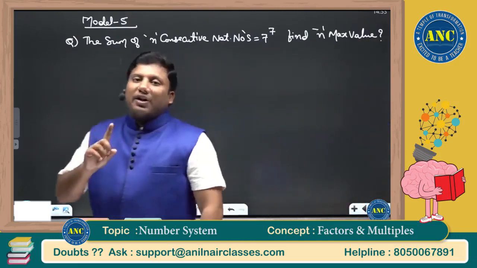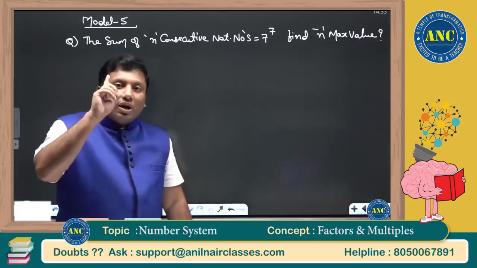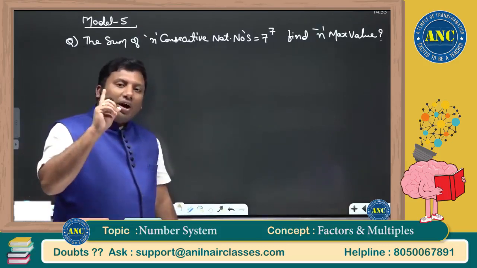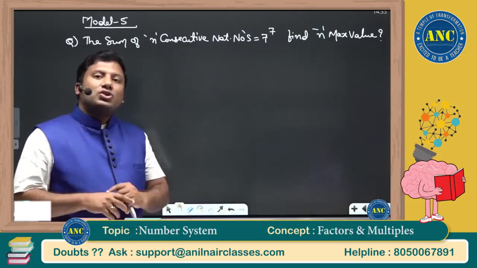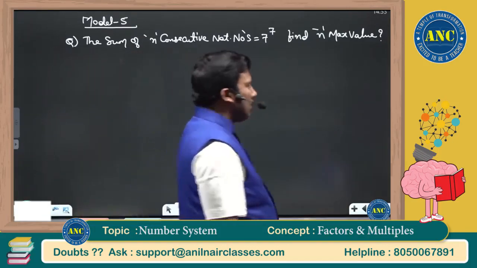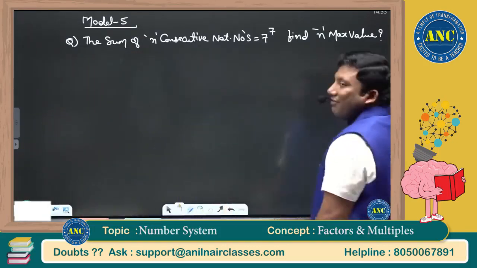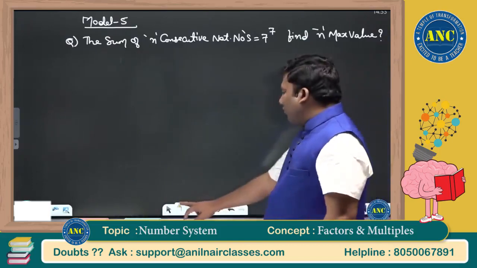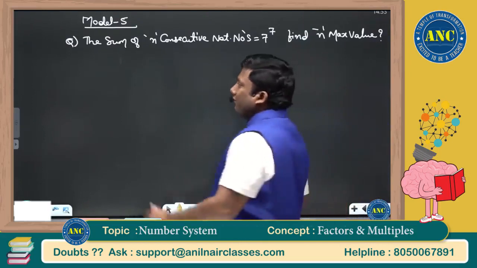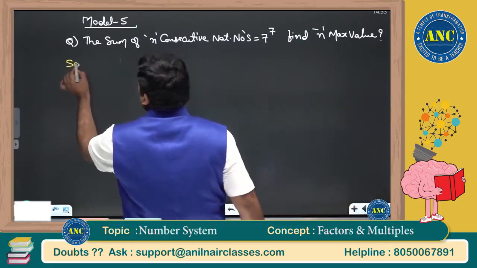It is the sum of n consecutive natural numbers, not starting from 1. If it were starting from 1, I would have taken the answer as n into n plus 1 by 2. Sum of n consecutive natural numbers is 7 power 7. Find the maximum value for n. It is not starting from 1. Listen carefully, sir. Solution.